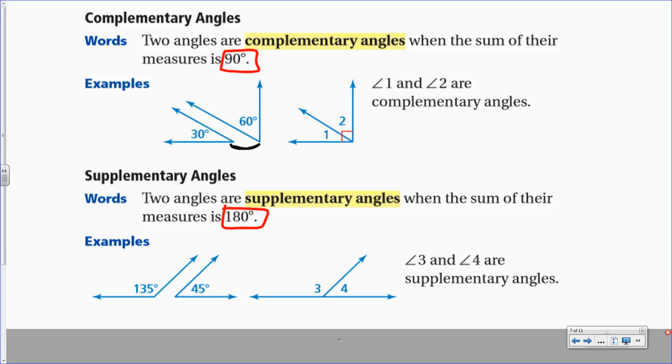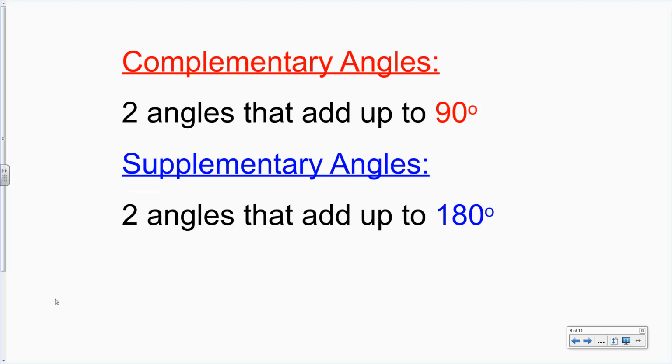Notice that they might not be touching, as in the first example. 135 plus 45 is 180, so they are supplementary, however, they're not touching. In the second example, we can tell they're supplementary because they do create a straight line. So angles 3 and 4 are supplementary, and they create a straight line. So we need to put that into practice a little bit. Just to review, complementary, two angles add up to 90. Supplementary, two angles add up to 180.